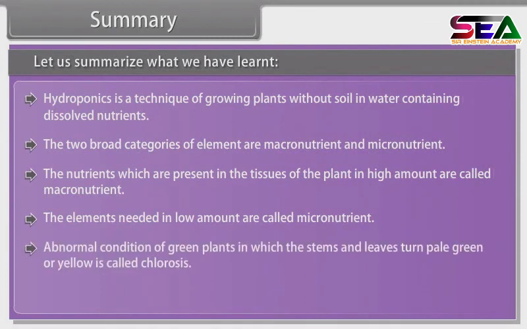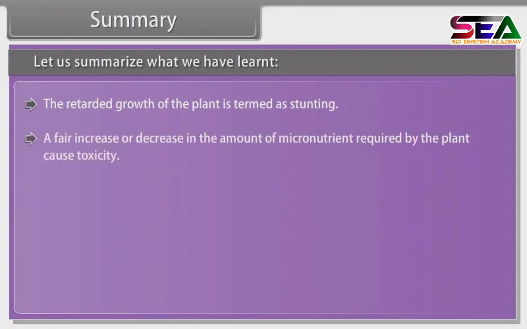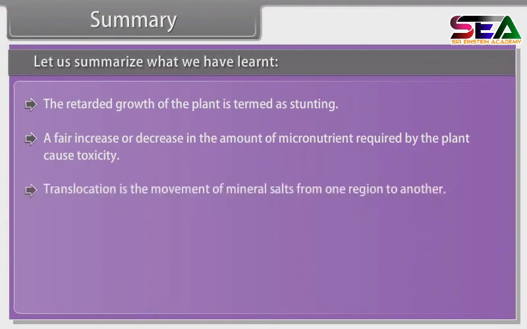Abnormal condition of green plants in which the stems and leaves turn pale green or yellow is called chlorosis. The localized death of tissue of leaves is called necrosis. The retarded growth of the plant is termed as stunting. A fair increase or decrease in the amount of micronutrient required by the plant causes toxicity. Translocation is the movement of mineral salts from one region to another.